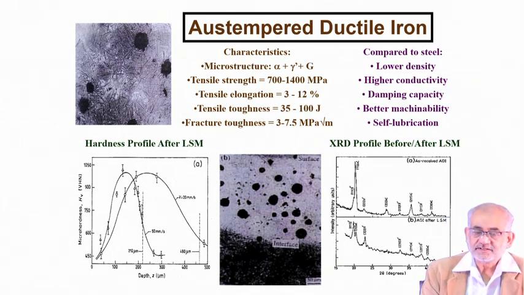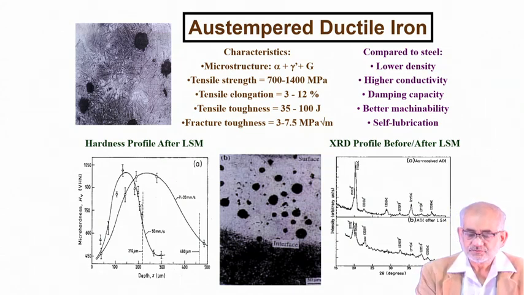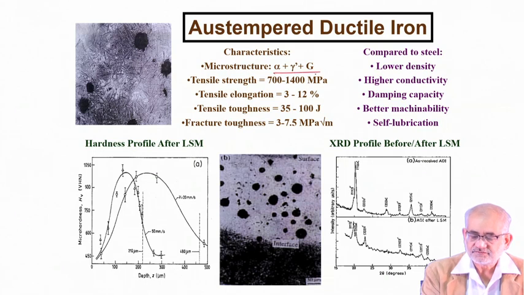Now, austempered ductile iron, because of certain specific compositional effects, allows us to obtain, first of all, graphite in the form of spheroids, and then because of certain heat treatment, we end up getting a bainitic microstructure instead of a pearlitic microstructure at room temperature, largely bainitic. So the typical microstructure will have ferrite, retained austenite, and graphite. We are talking about fairly high tensile strength of the material.